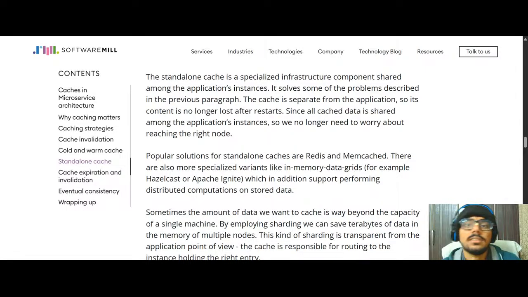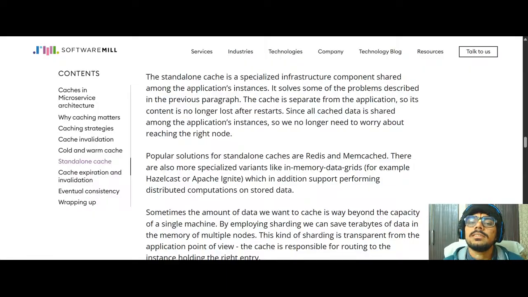So the standalone cache is, as the name suggests, separated from the application environments, and from some of the other services as well, microservices that are being stored in our application's code or some of the environments. So it will be shared or stored as a standalone cache. The content is no longer lost even after the restarts, because as the application gets restarted, you might start losing the memory as well, if it was being kept in the same location with the other microservices.